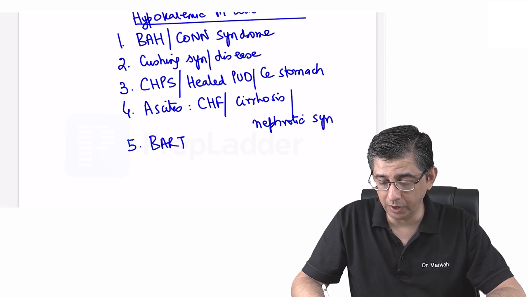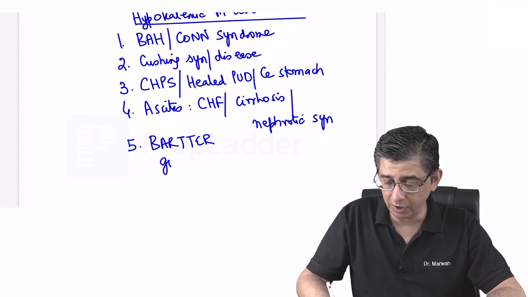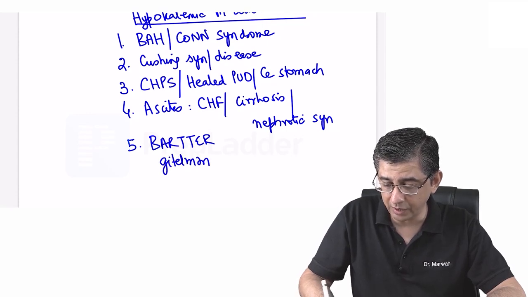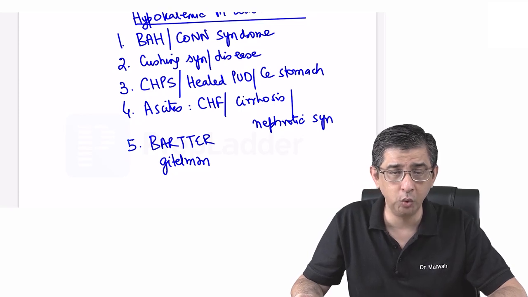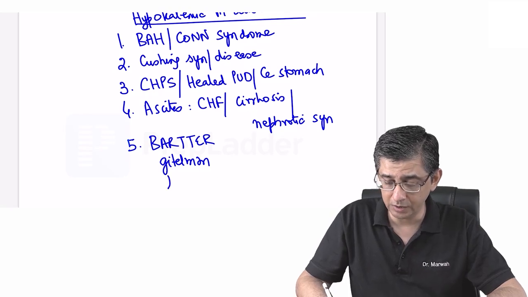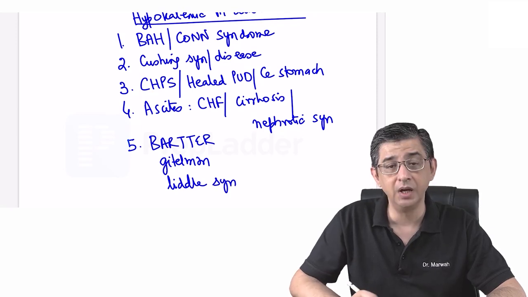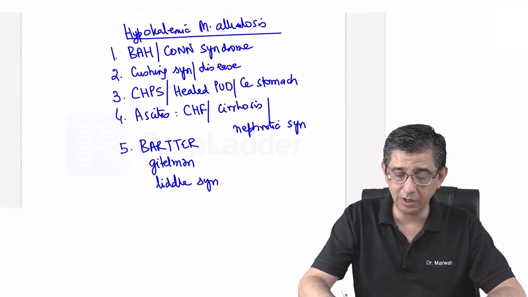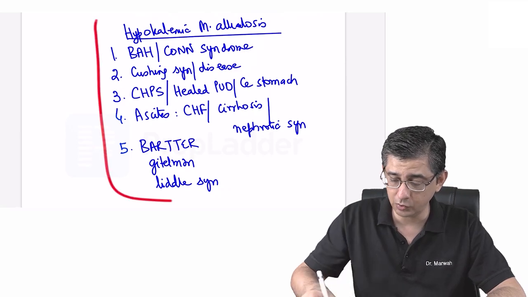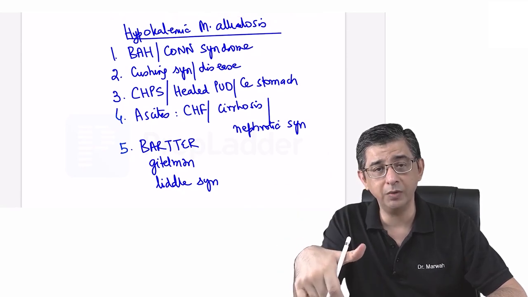One of them is Barter syndrome, which is a defect in the thick ascending loop of Henle. Then I've described Gitelman syndrome, where there's again a dehydration component coming up due to excessive urinary loss of sodium and water. And then there is Liddle syndrome, which was the opposite in a sense, as there was a gain of function, but all of these conditions have hypokalemic alkalosis.